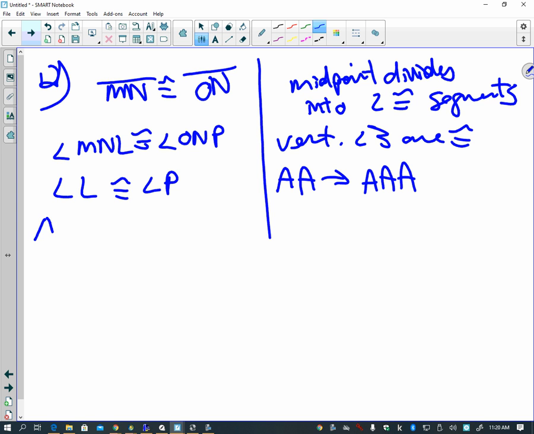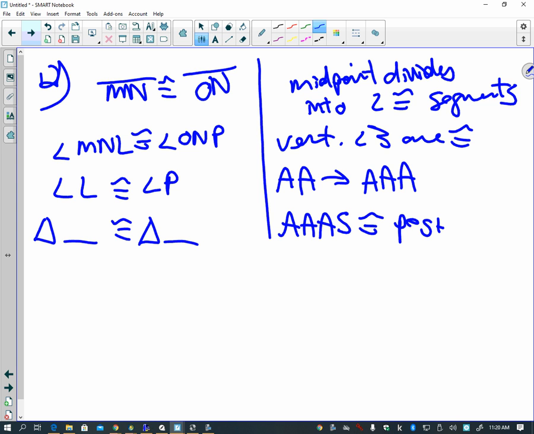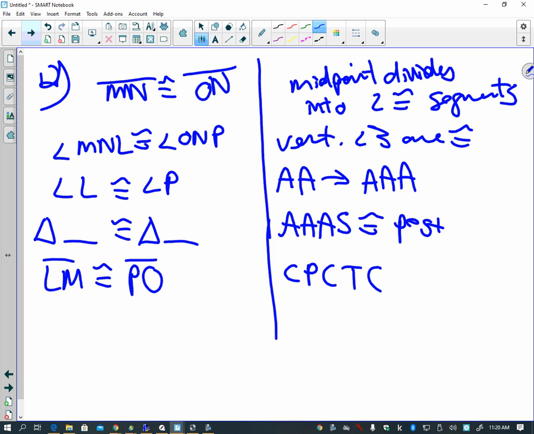Now I can say the two triangles are congruent. I'm not listing that there, but it's the angle, angle, angle, side congruency postulate. Now I can say that the pieces I'm looking for are congruent. LM is congruent to PO, because now that I've proven the two triangles are congruent, corresponding parts of congruent triangles are congruent. Does that make sense?